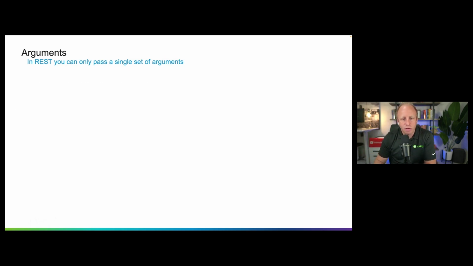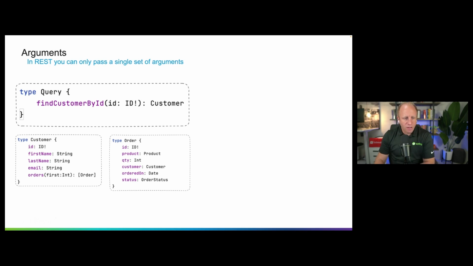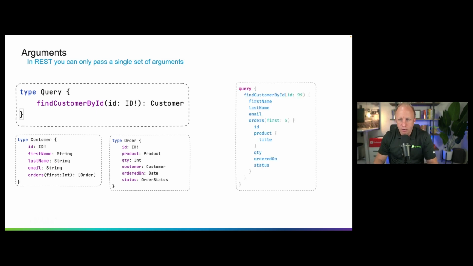And this is where it gets really fun. So I have this query here. I'm going to say find customer by ID. It takes in an ID. We can see that we have a customer down there that has a field called orders, which takes in another argument called first, which is, hey, I just want to get how many orders from this particular customer. And then order has a bunch of fields on there as well.